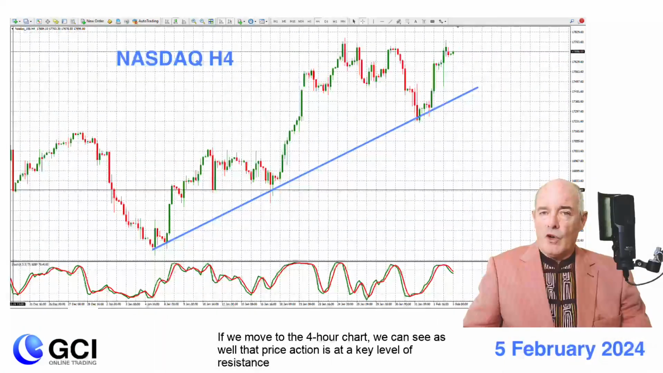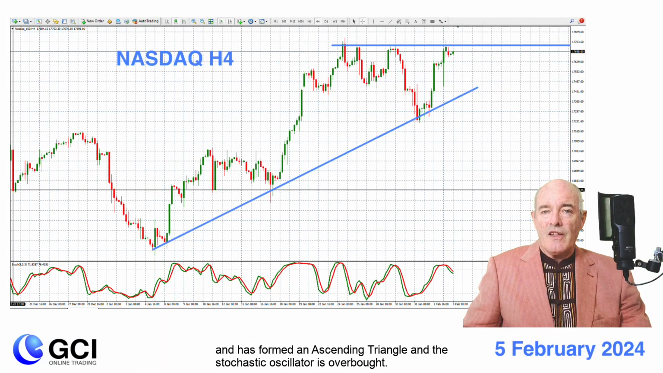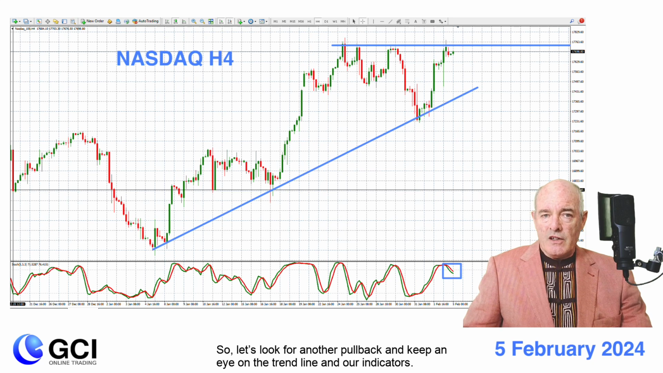If we move out to the 4-hour chart, we can see that as well price action is at a key level of resistance that has formed an ascending triangle, and the stochastic oscillator is overbought. So let's look for another pullback and keep an eye on this trend line and our indicators.